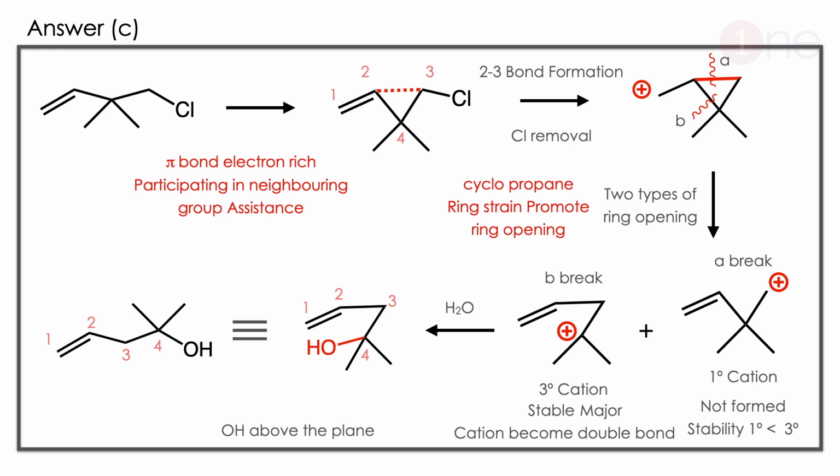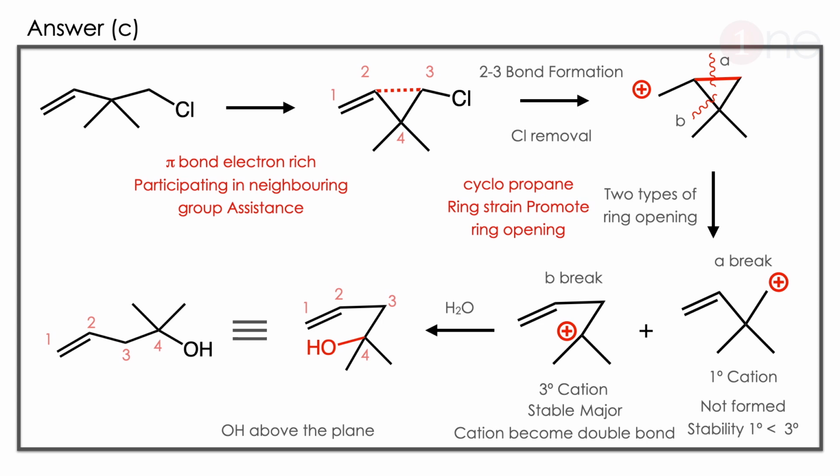The answer is C. Let us see how. Here the starting material has chlorine, clearly there. So chlorine has to be eliminated. Normally it is through a substitution mechanism. But here the pi bond is electron rich. So the pi bond participates through neighboring group assistance. So NGP or anchimeric assistance will be there. So chlorine will be removed. Then the cation will be formed and a highly strained cyclopropane ring will be there. So the cyclopropane ring always wants to break to become a straight chain.